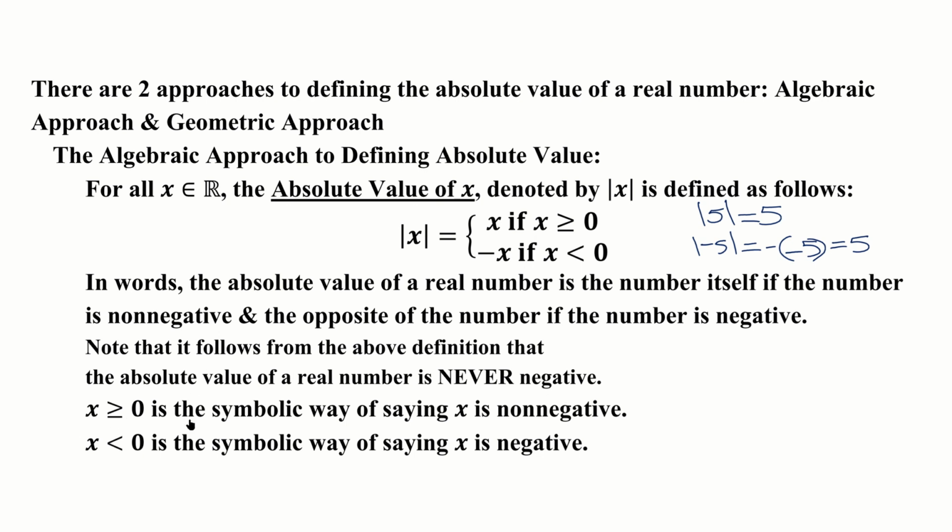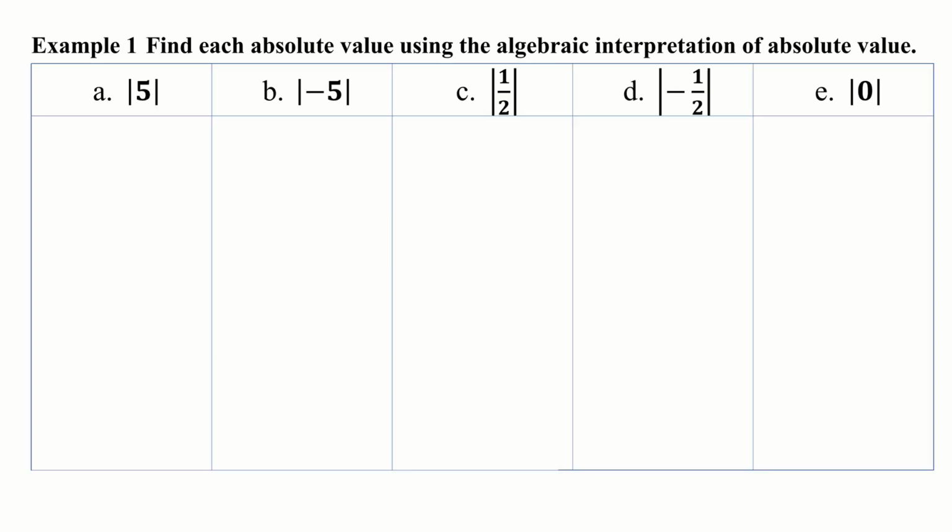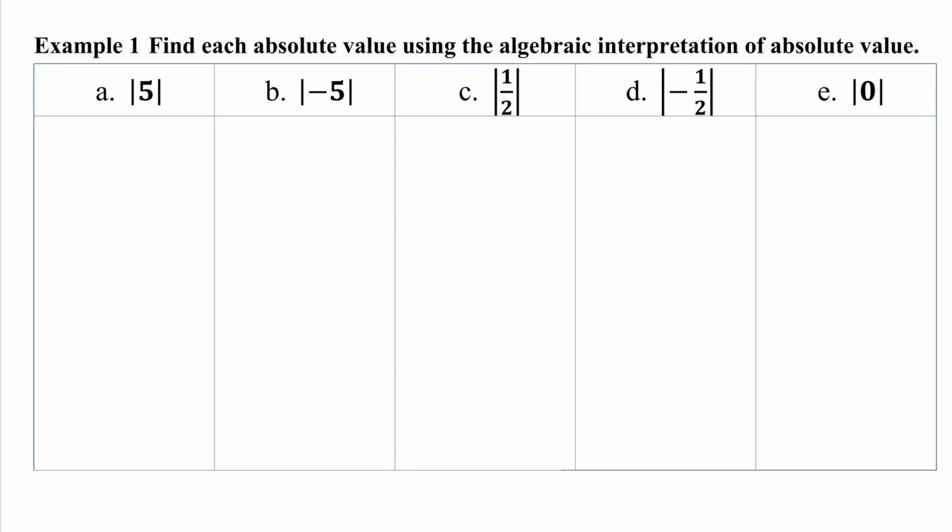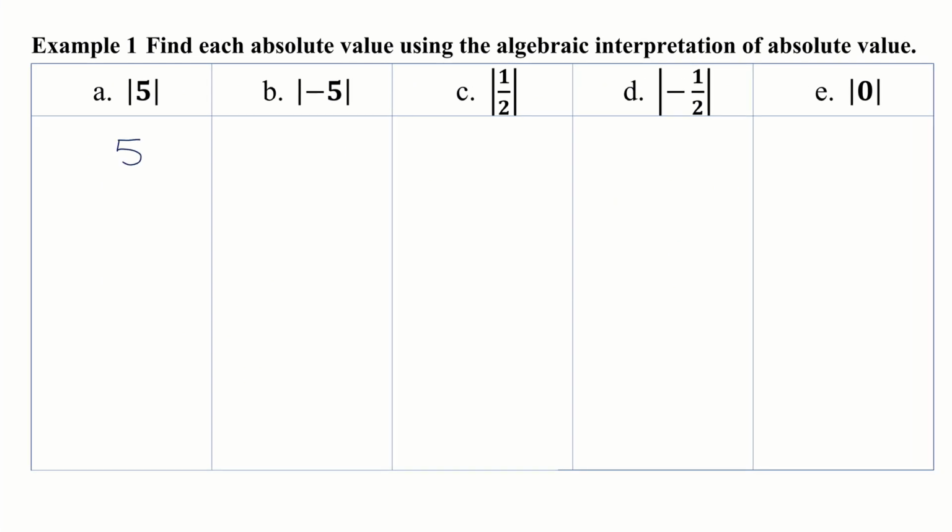X is greater than or equal to 0 is the symbolic way of saying x is non-negative, and x is less than 0 is the symbolic way of saying x is negative. Let's take a look at a few examples. We just saw the first two. Absolute value of 5 is, of course, 5 itself, right? Absolute value of negative 5, as we know, is going to be the opposite of negative 5, which is 5.